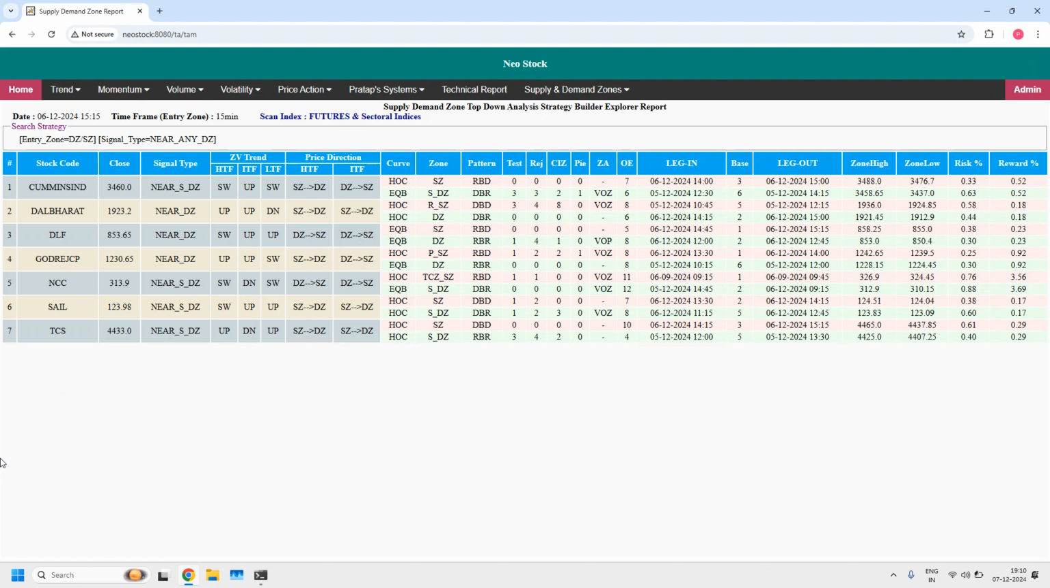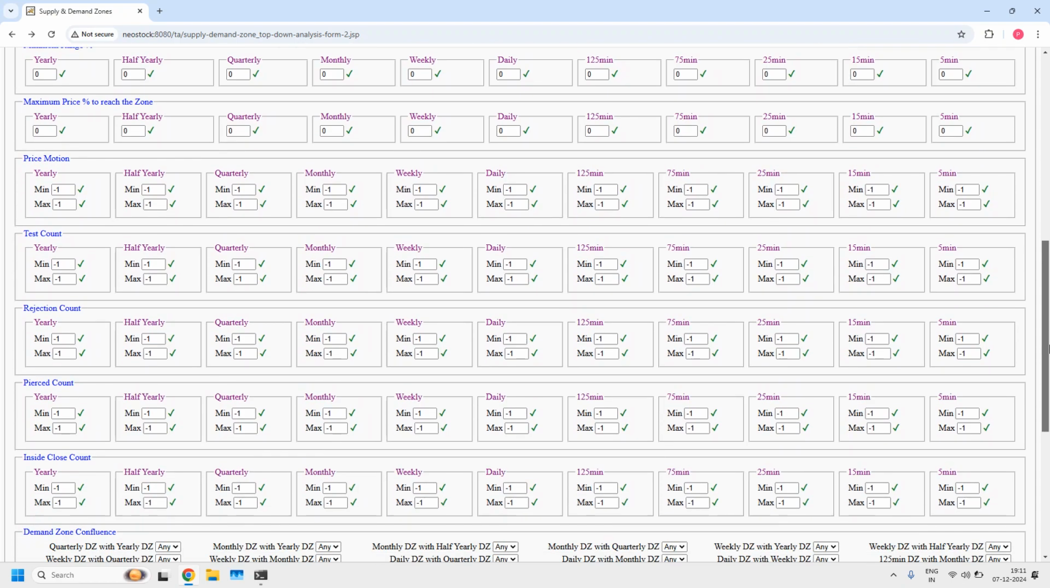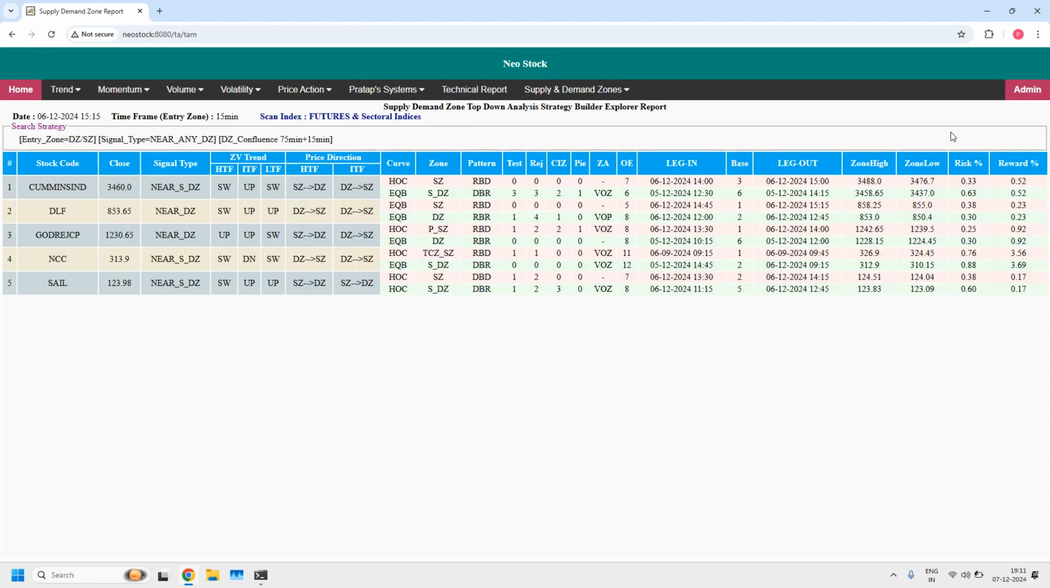We got 7 stocks. Let's check how many of these 15 minutes demand zones are having confluence with ITF time frame. ITF means 75 minutes. So that means 15 minutes demand zone confluence with 75 minutes demand zone. I'm enabling that filter. With this filter, out of those 7 stocks, we got 5 stocks. In these 5 demand zones, price is part of the 75. But you need to ignore the first one because it is a pierced zone, so not valid for trade setups.